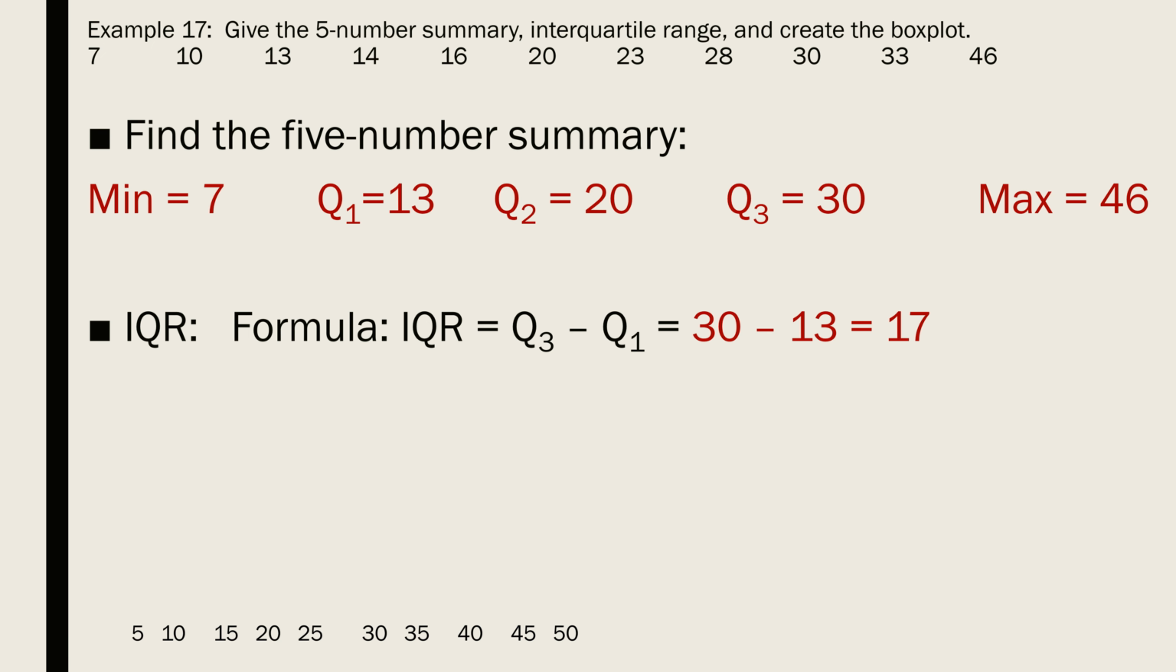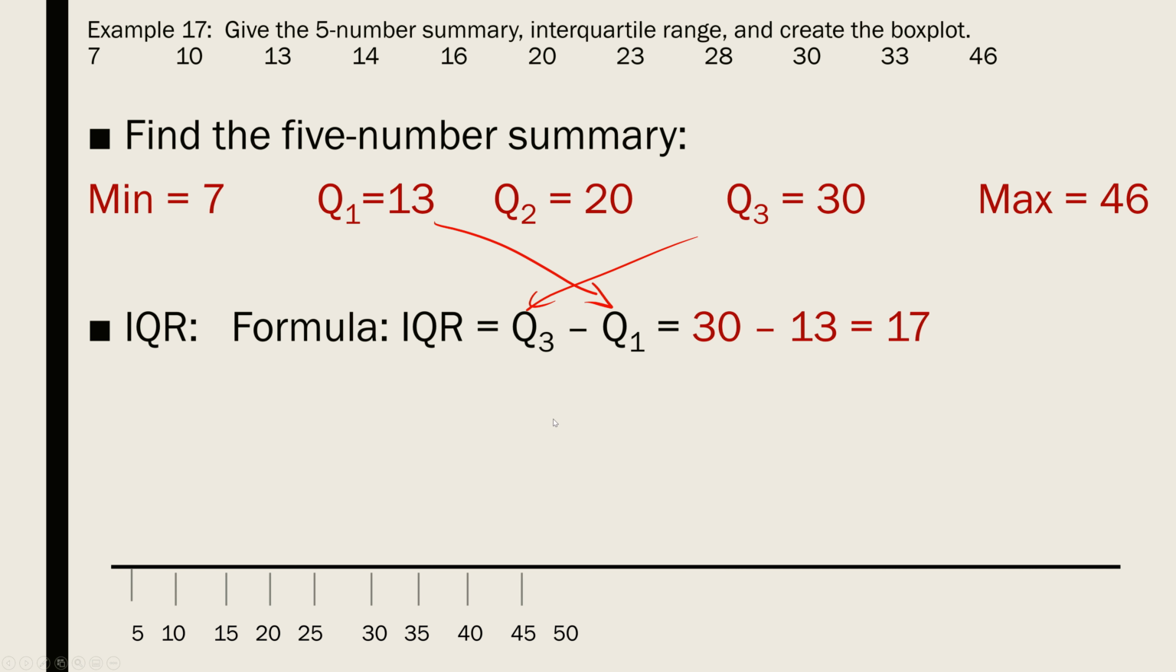Next, we can find the interquartile range. By its definition, we use Q3 and subtract Q1. We have 17 for the interquartile range. Then I will show you how to draw a box plot based on the 5-number summary.